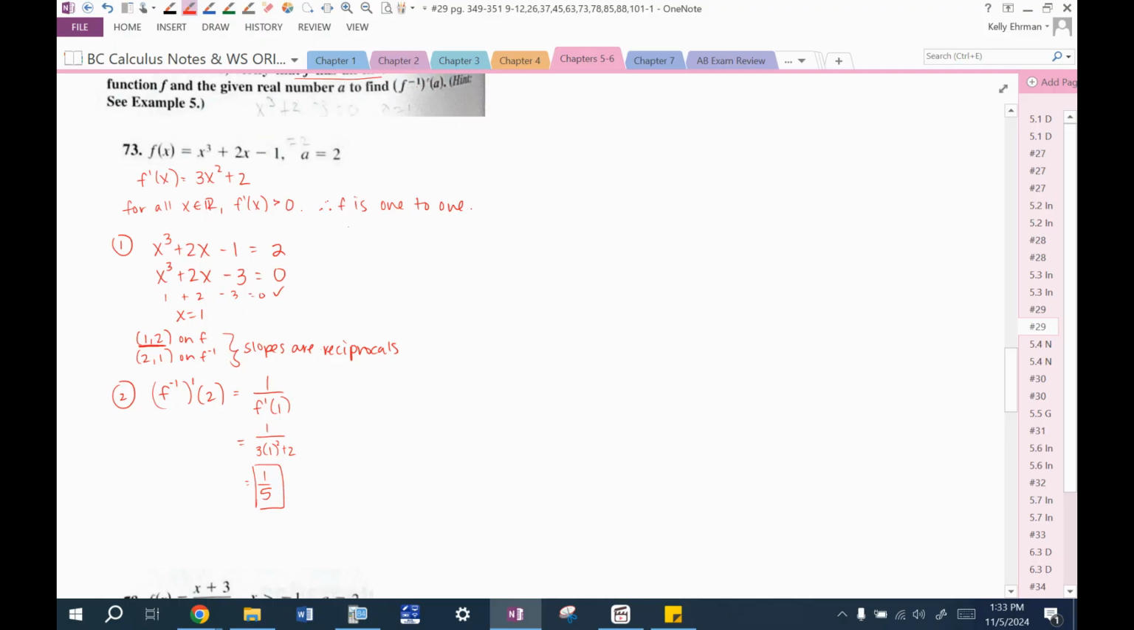Right? And double check that. If you plug in 1, you get that f prime of 1 is 5, right? So 5 versus 1/5. If we were to graph those, we would see that those slopes are tangent at each of the points.